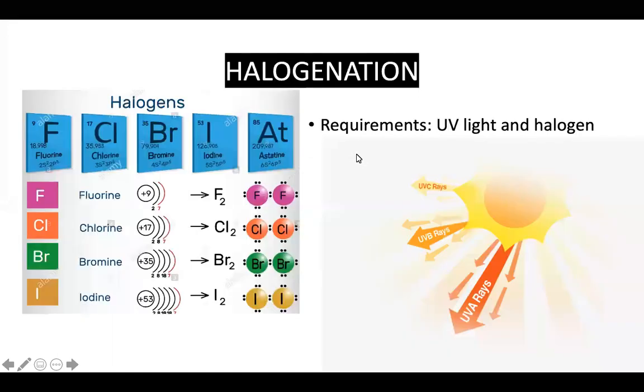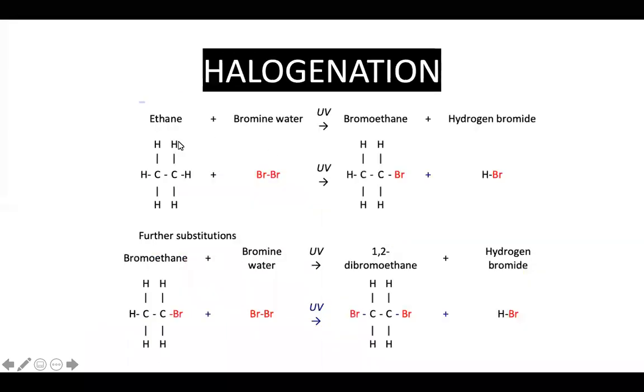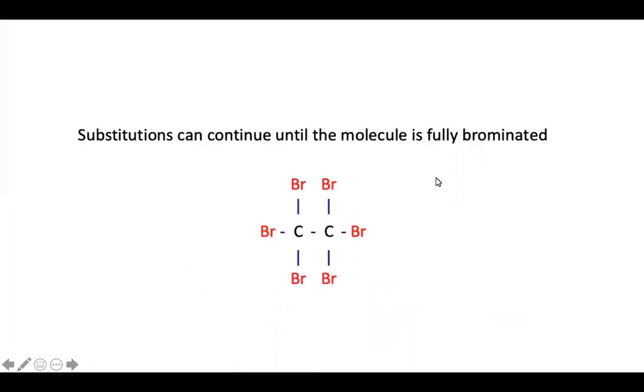We also can undergo halogenation, in which we introduce UV light and halogens, such as fluorine, chlorine, bromine, iodine, and therefore this alkane can undergo substitution to form a series of products. And products can undergo continuous substitution until it's fully substituted. It's no longer an alkane, but an alkyl halide.